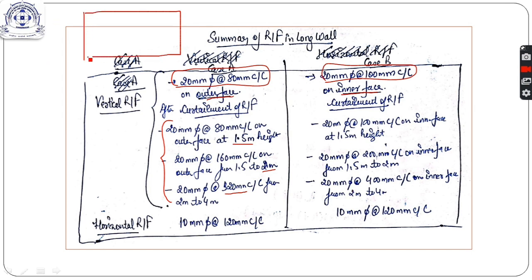If this is the wall, first reinforcement we are providing up to 1.5 meter height only. Now next reinforcement we are providing up to a height of 2 meter. This is 2 meter, and next reinforcement we are providing up to full height, that is 4 meter. So we get such reinforcement here. So we repeat this reinforcement like this.